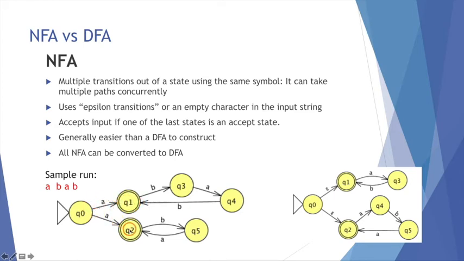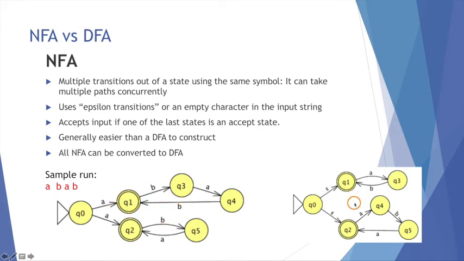But if you choose the bottom path, you go to Q2 and B, Q5, A, Q2, and B back to Q5. Q5 is a reject state. Since Q1 is accepted, that means the entire NFA is accepted.